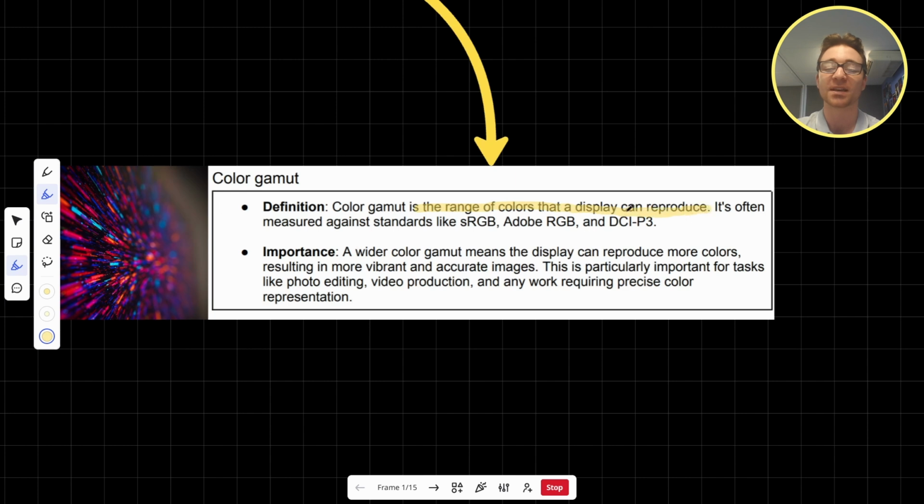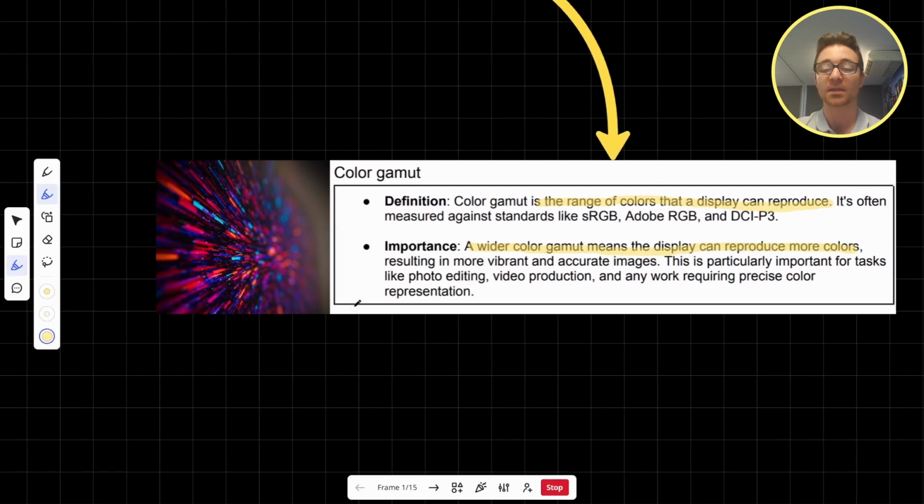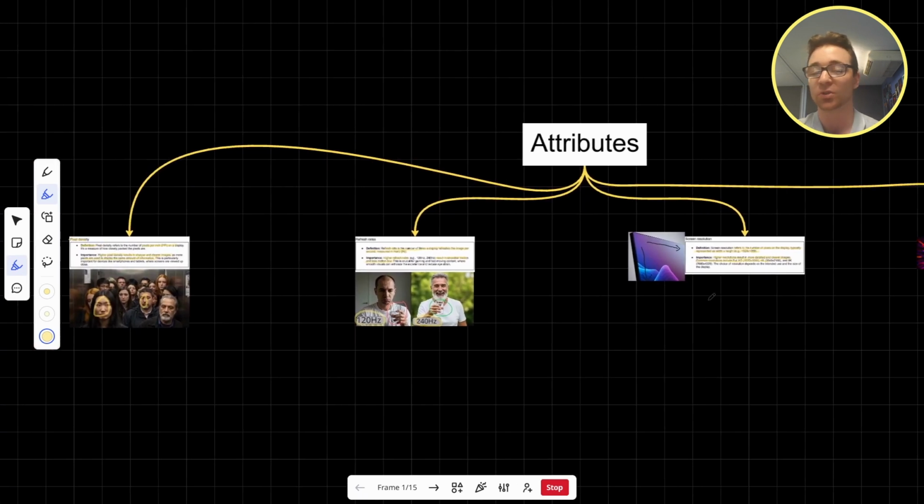But essentially, guys, color gamut is the range of colors that a display can reproduce. So the range of colors that it can actually show. So a wider color gamut means the display can reproduce more colors. You're going to have a wider variety of colors. Long story short, that's what that means.